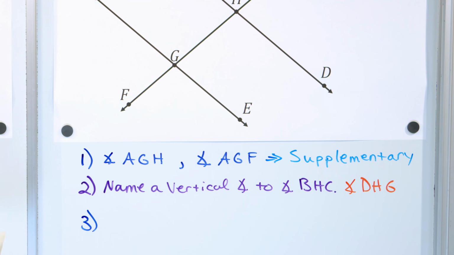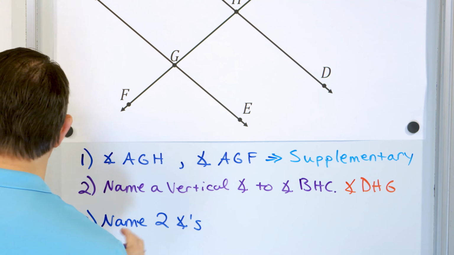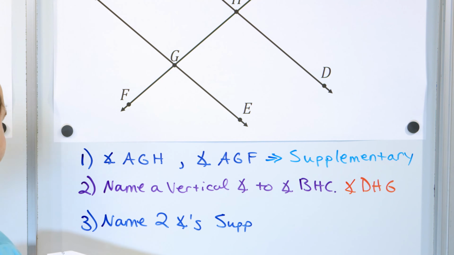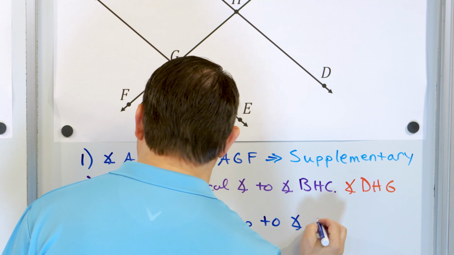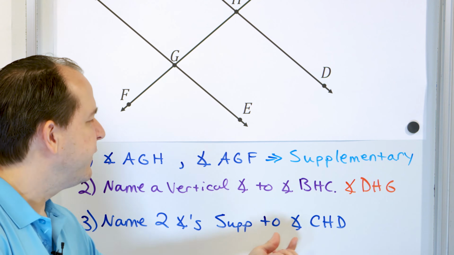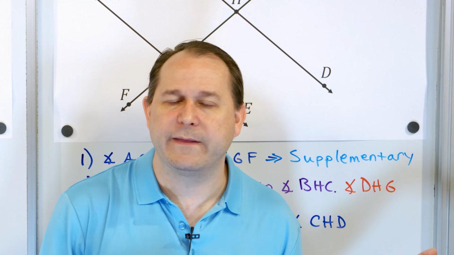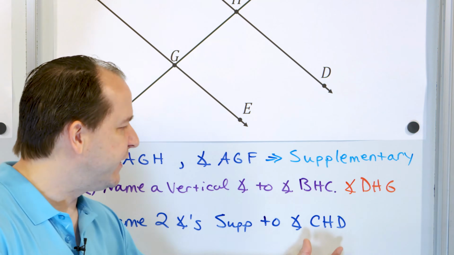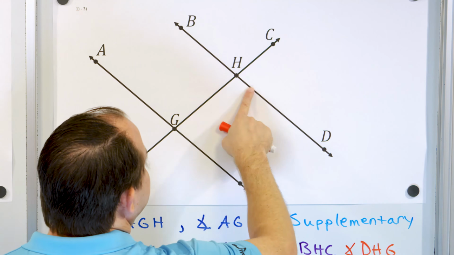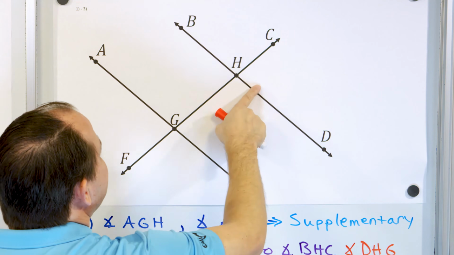Problem number 3. I want to name 2 angles supplementary. I'm going to write "supp" because supplementary is a long word. I don't want to write that whole thing out. So I want to find 2 angles that are supplementary to CHD. When you read that, you read it as 2 angles that add up to 180 degrees with it, because supplementary means it has to add to 180 degrees with CHD. Now, CHD, where is it? CHD is this angle right here. So in your mind, mark this angle right here. What is an angle supplementary to this?